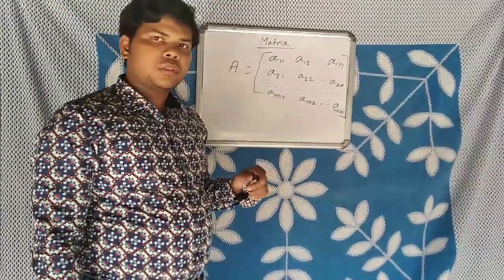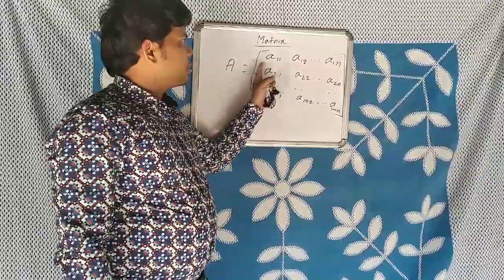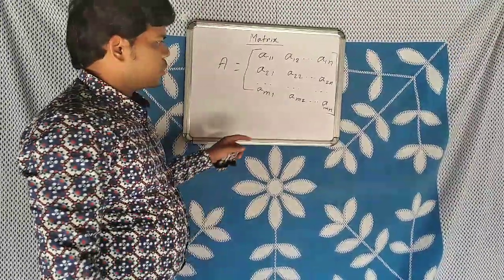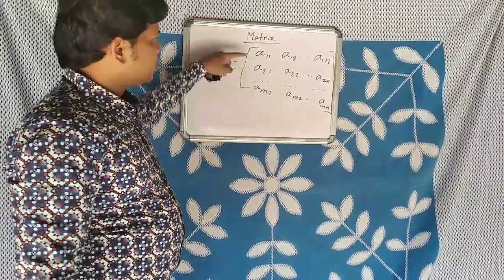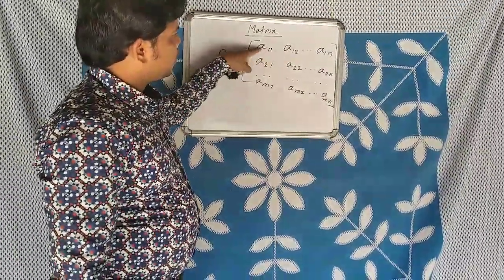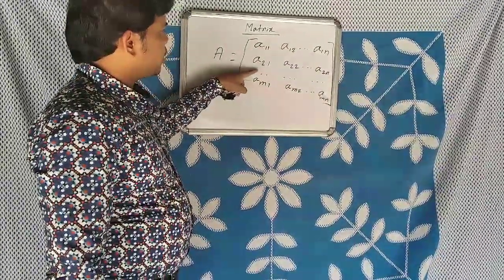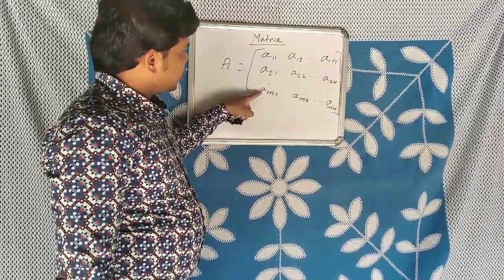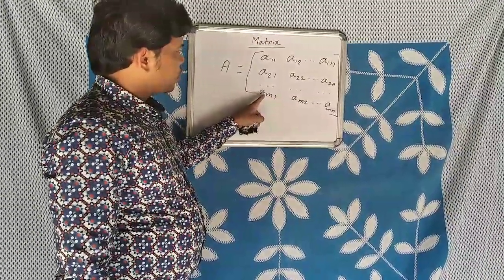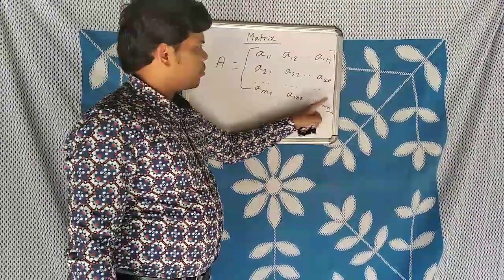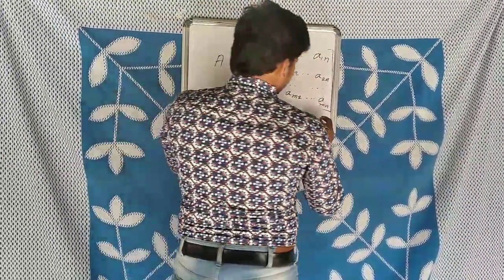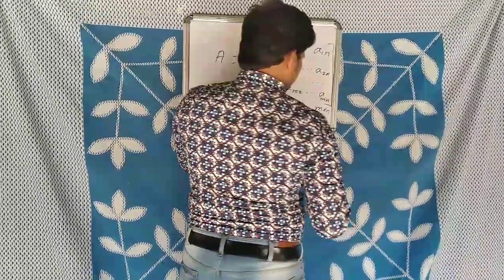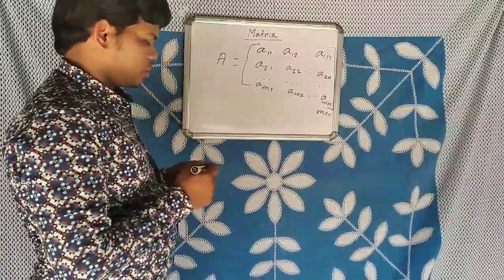Any mn numbers arranged in a rectangular array of m rows and n columns. See here, the number of rows is m. This is first row, second row. Dot dot means in between this and this there are many more rows. And the last row, the elements of the last row are am1, am2, amn. And the order of this matrix will be m cross n. I will discuss what the order of a matrix is.